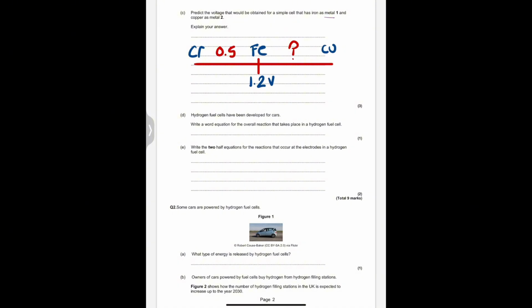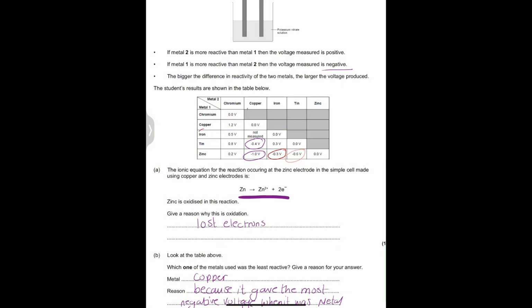So, between copper and chromium, it is 1.2 volts. Between copper and chromium, it's 1.2 volts, okay? Now, the difference between chromium and iron is going to be 0.5. So, we can clearly see that here.